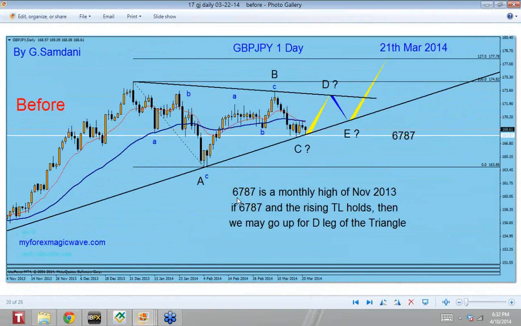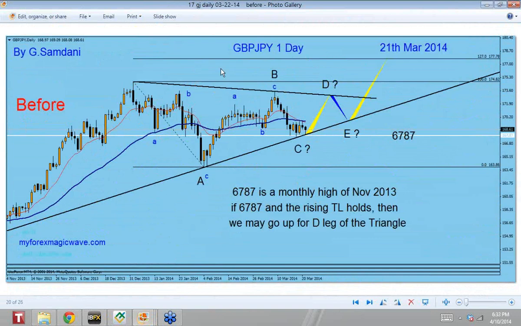I think this is the one that somebody asked me why I'm mentioning this monthly high here, 67.87. It is a monthly high as well as a weekly high, but it is more important because it is both. Not every weekly high is a monthly high, but a monthly high is always also a weekly high because that is the 4th week of the month. So it's like a double importance.